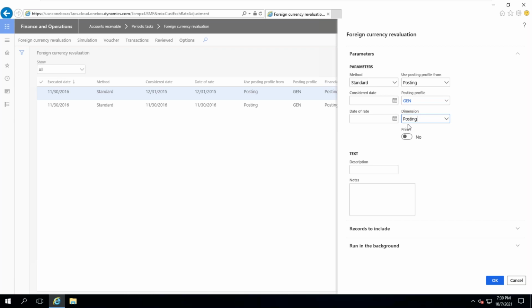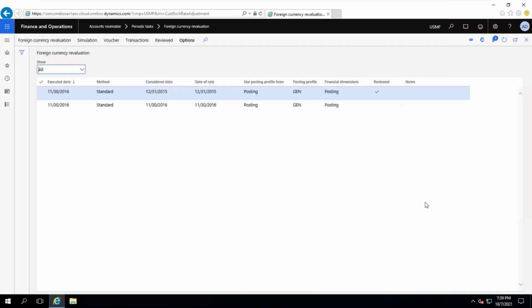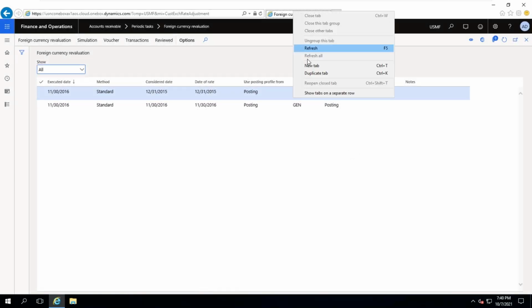Posting means transaction dimensions, whatever is there, that will be considered. While doing a transaction, whatever dimensions you are considering, those dimensions will be considered for this posting. And here, table means the customer account and item master, whatever dimensions are there on the customer account, those dimensions will be considered. So let me show you practically what it means.